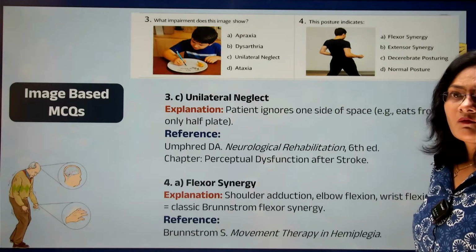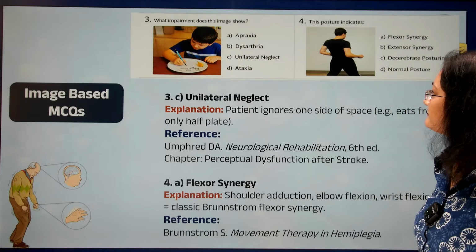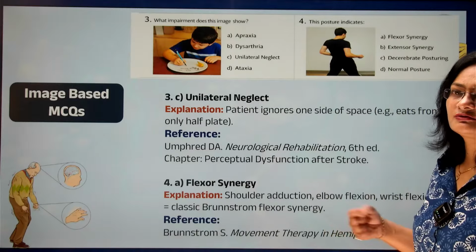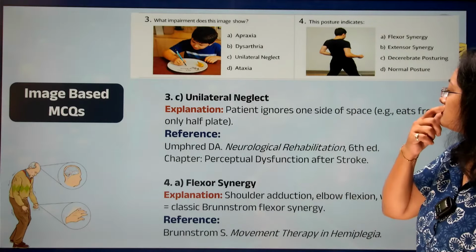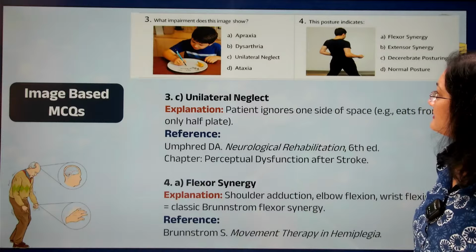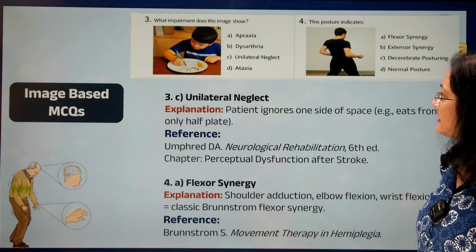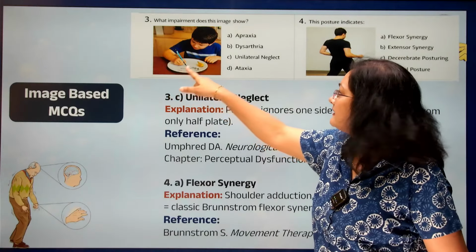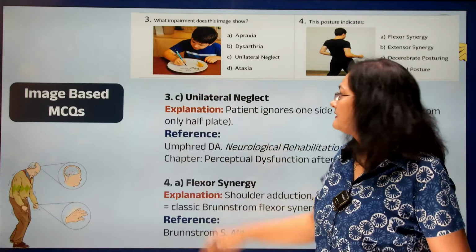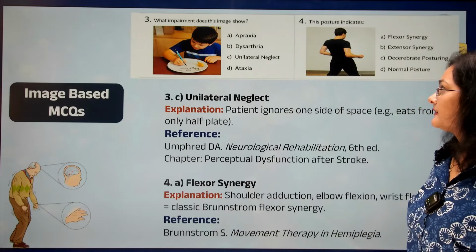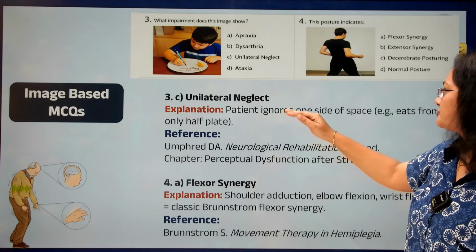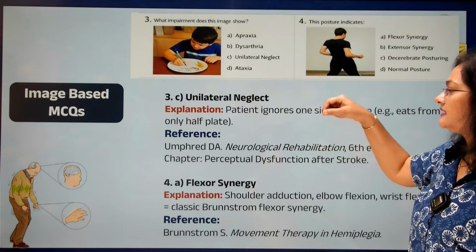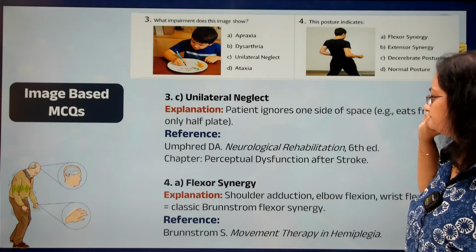Third: what impairment does this image show? The child is not able to understand where to write. The child is writing on the plate. So is it apraxia, dysarthria, unilateral neglect or ataxia? You can see the child is writing only on this side. This half of the plate is blank. So it is unilateral neglect. Instead of eating, the child is writing. The patient ignores one side of the space, eating from only half of the plate and then using the plate to write.